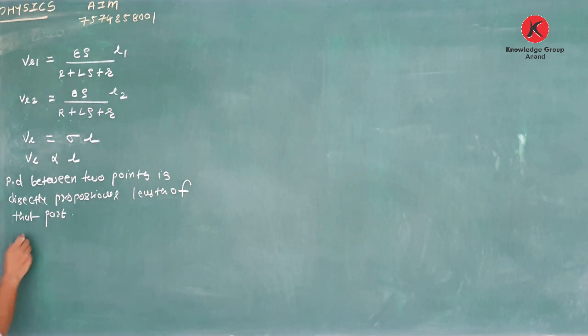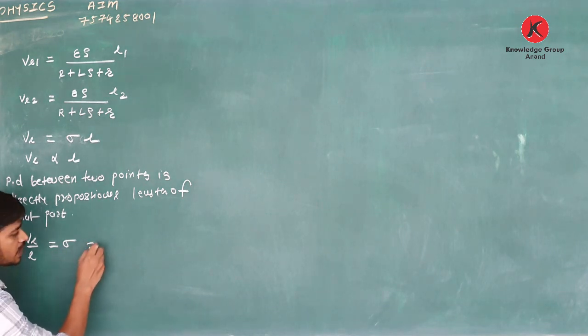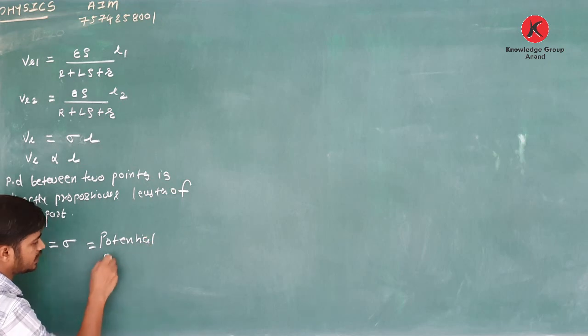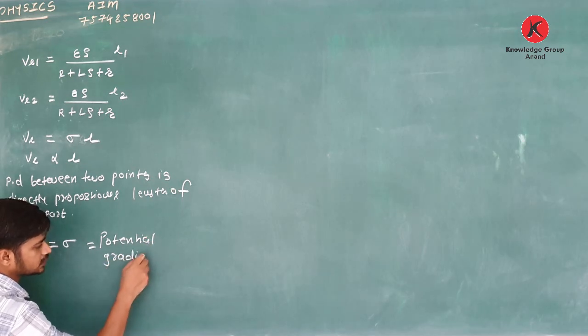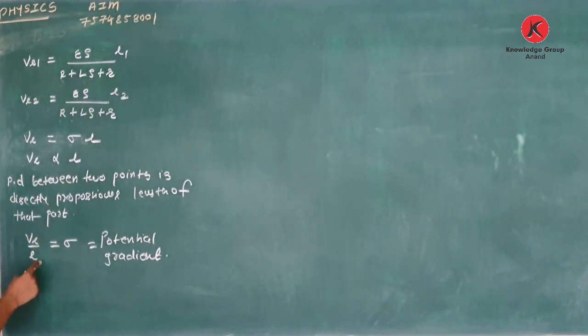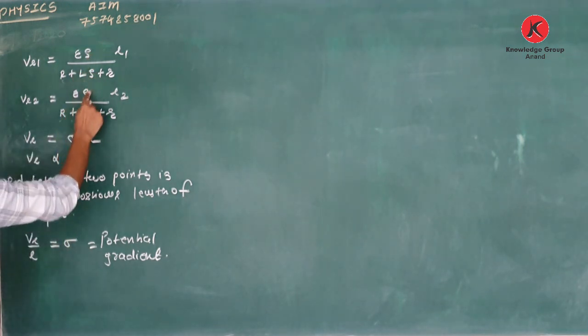And if I say VL upon L, then it is equal to sigma. This VL upon L is equal to sigma is called potential gradient, and you have to remember this. VL upon L is equal to sigma is called potential gradient. And see, this potential gradient will remain the same.